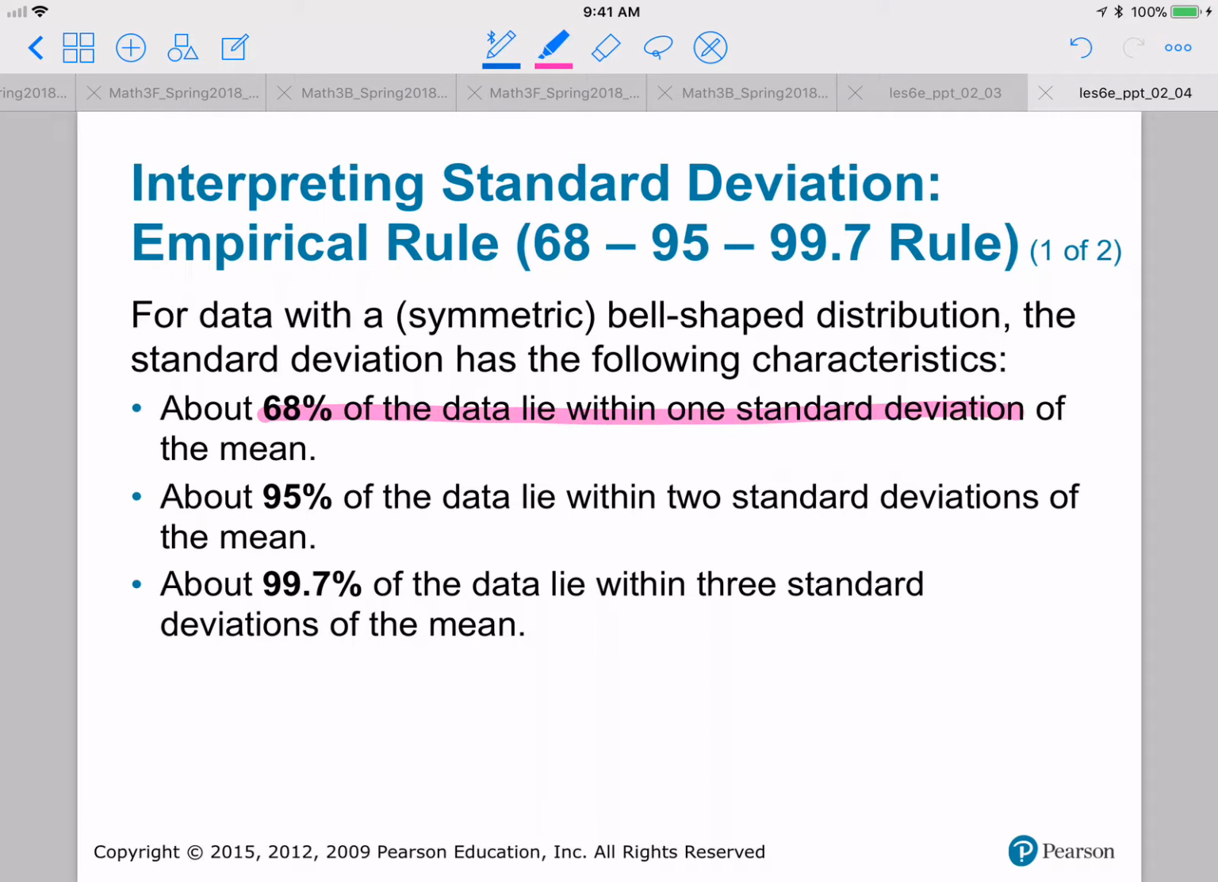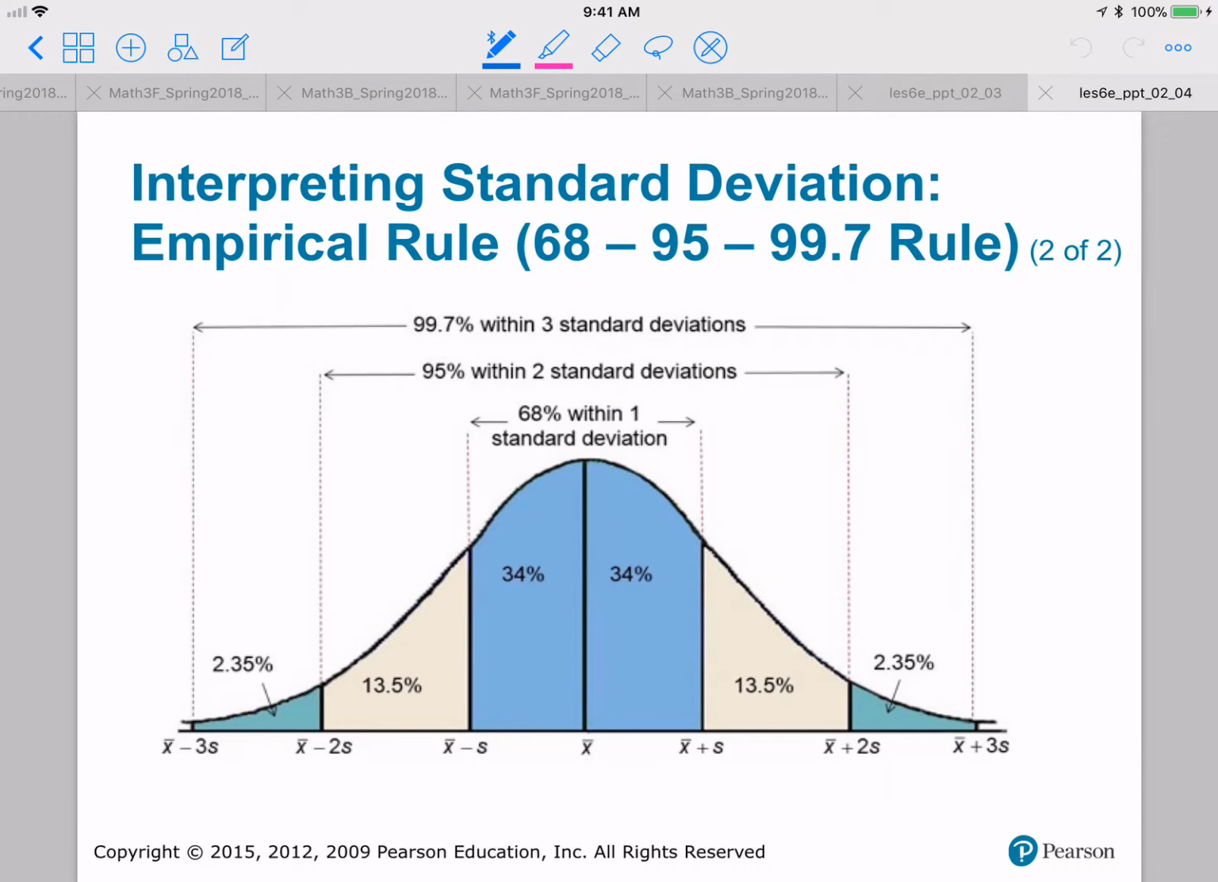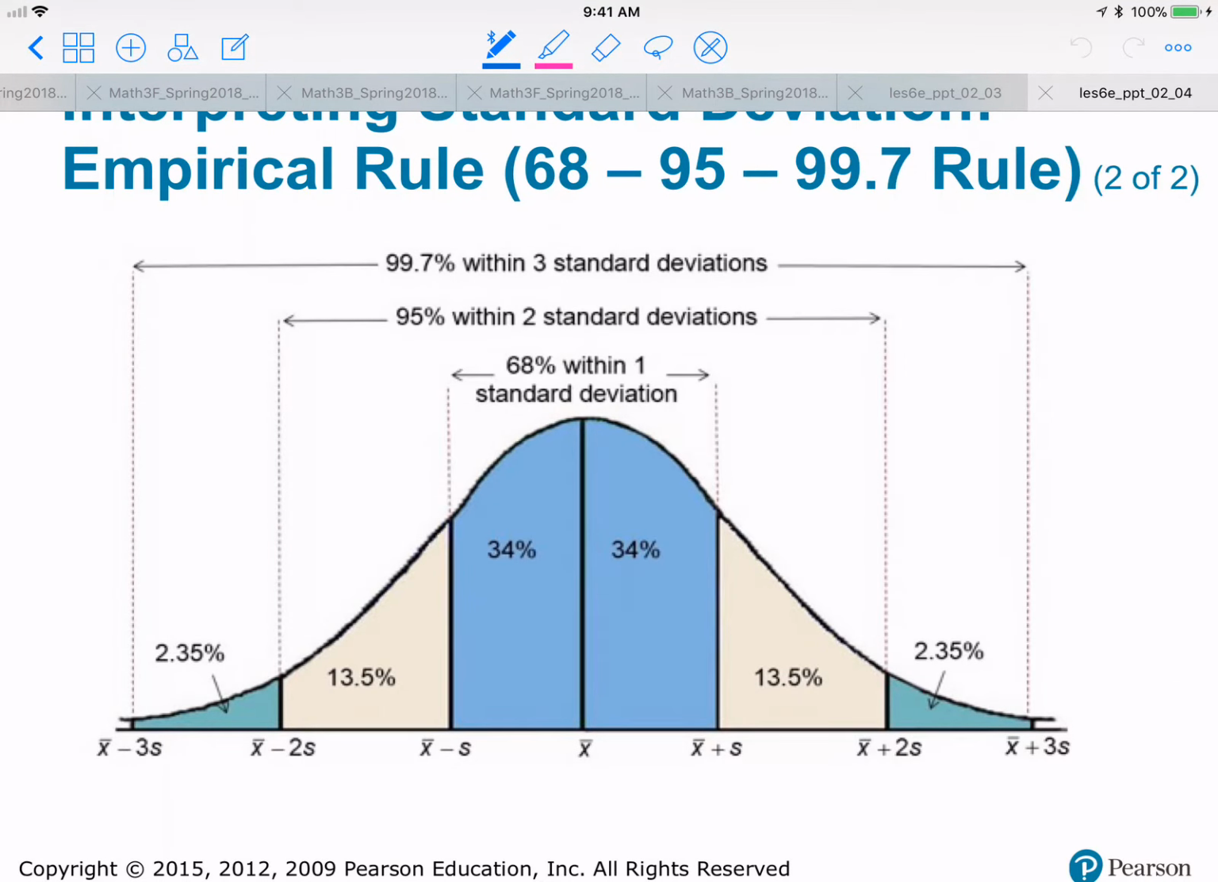Okay, and about 95% of the data is within 2 standard deviations of the mean. And 99.7% of the data is within 3 standard deviations of the mean. So now what does this mean to say that you are within 1 standard deviation of the mean? That means that you are above or below, but at most 1 standard deviation.